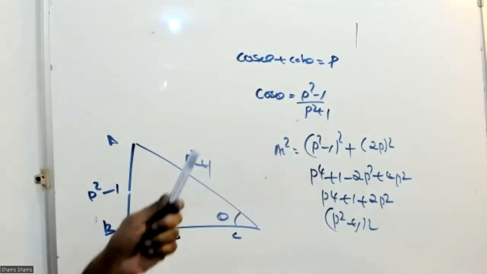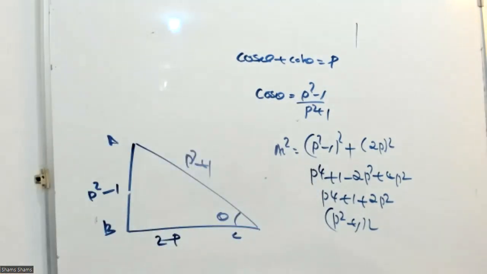Okay, so now try this question. Cosec theta plus cot theta equal to p. Prove that cos theta equal to p square minus 1 by p square plus 1. That's possible.